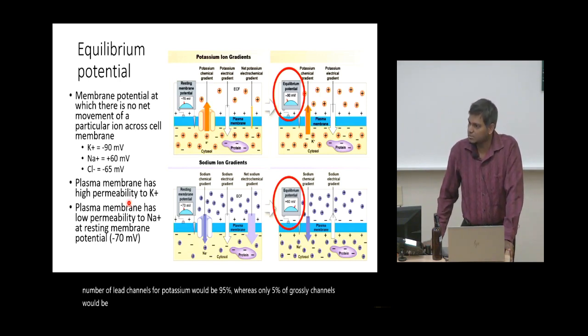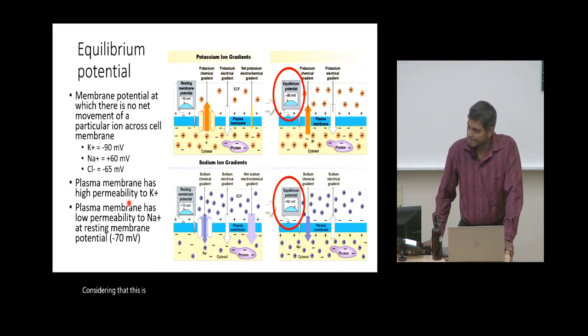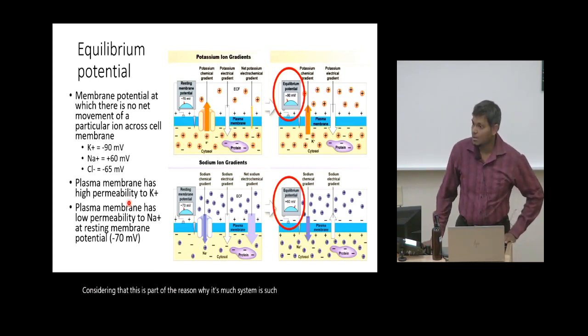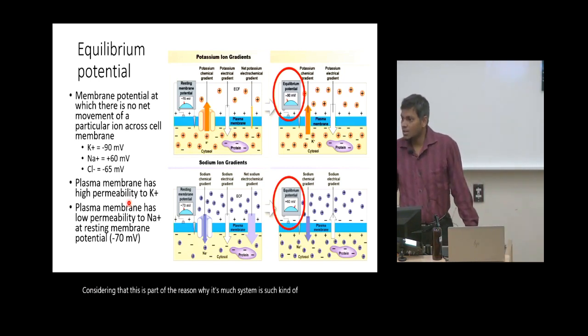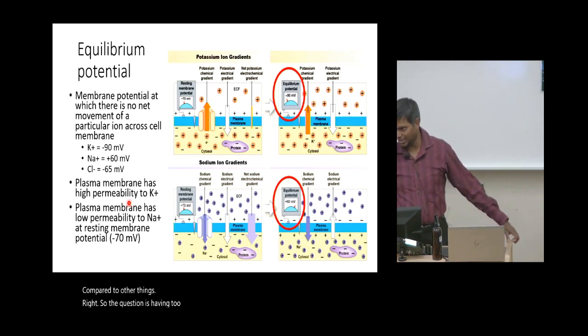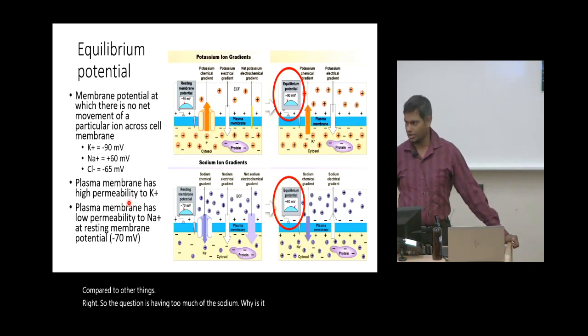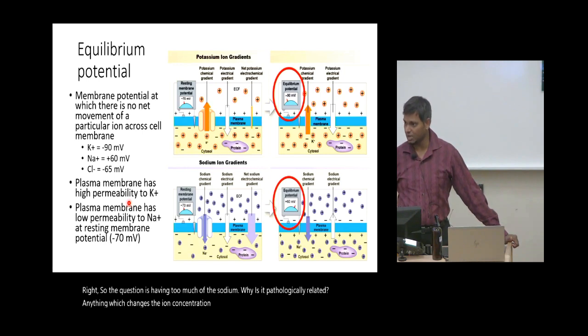Yes, what's your question? I was just wondering if this is part of the reason why too much sodium in your system is such a pain compared to other things that you can have too much of. Right, so the question is, having too much of the sodium, why is it pathologically related? Anything which changes the ion concentration, even sodium or potassium, can affect muscle and nerve function, but we'll get into that.